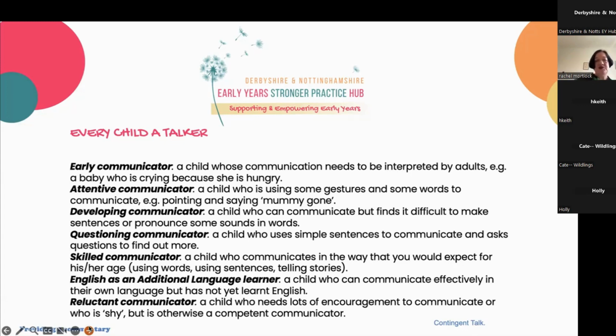Then we see children moving through to start to communicate, but they find sentences difficult. They move from single words to two or three words and into sentences, and we need to develop and encourage that. Some of the sounds in some of the words are harder for them to pronounce as well. Then we get children who start to use simple sentences to communicate, and they start to ask questions and explore to find out more.